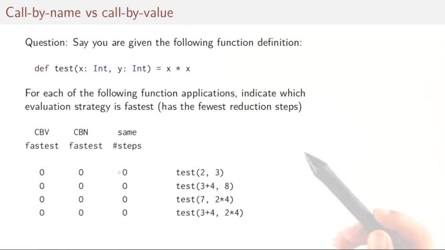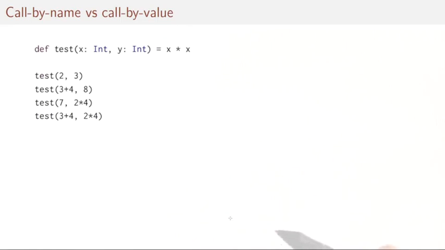Here's a question. Say you're given the following function definition: def test(x, y) = x * x. For each of the following function applications, indicate which evaluation strategy is fastest, by which we mean has the fewest reduction steps. There's first test(2, 3), then test(3 + 4, 8), test(7, 2 * 4), and finally test(3 + 4, 2 * 4). Let's see how we would answer this question. I have the test function here, and I have the calls that I want to compare here.